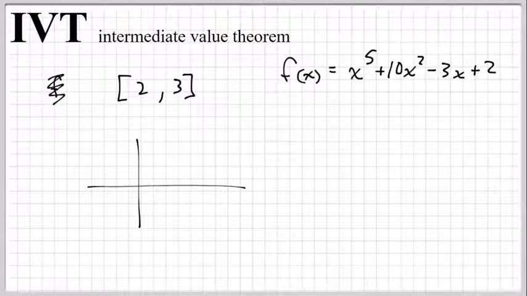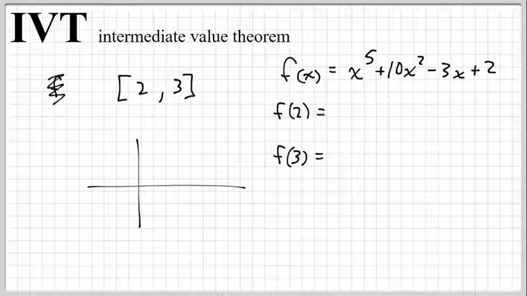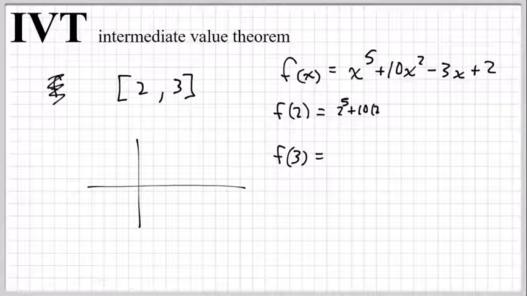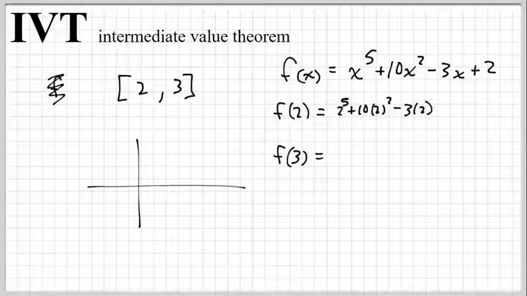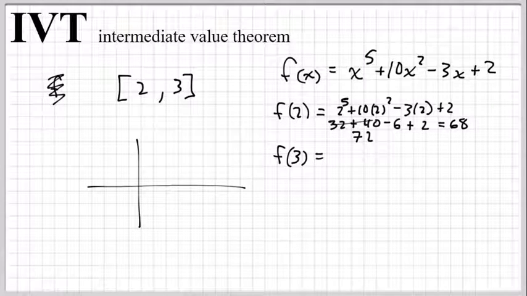So this is what you do. You find f of 2 and you find f of 3. You have to find each of these values. So let's do that. 2 to the 5th plus 10 times 2 to the 2nd minus 3 times 2 plus 2. What is 2 to the 5th? 2 times 2 is 4, times 2 is 8, times 2 is 16, times 2 is 32. And then we got 40, then minus 6, and then plus 2. It's 72 right here, then minus 6 would be 66, and then plus 2 would be 68. So f of 2 is 68.